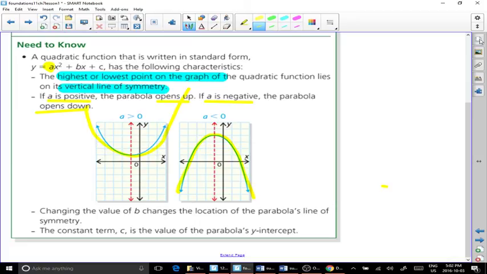Okay? You should be able to do the questions on page 360 now. So go ahead and do that. And next class, you'll be looking at solving a quadratic equation by graphing.